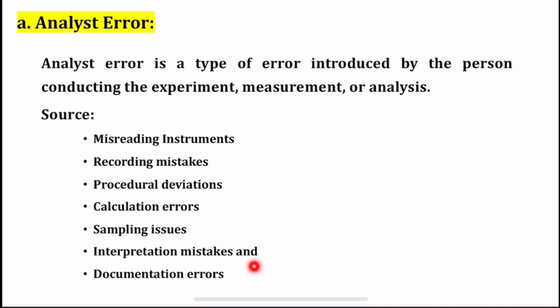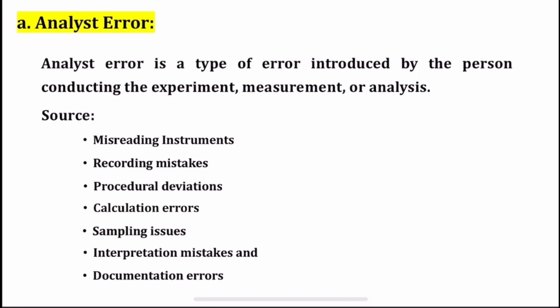Documentation errors refers to inaccuracies, omissions, or inconsistencies in recording and maintaining records of experimental procedures, observations, and data. Documentation errors can occur due to factors such as human error, incomplete or illegible records, failure to update documentation promptly, or miscommunication among team members.